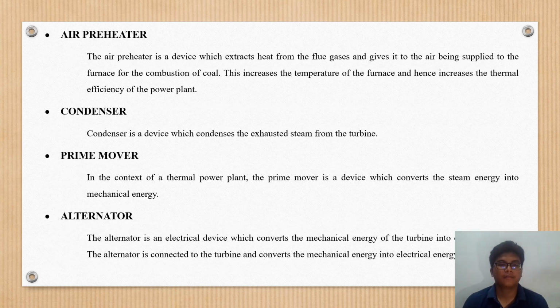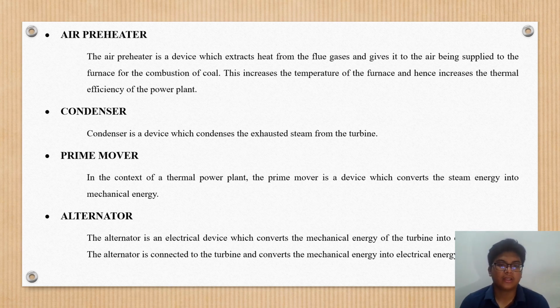The fifth is the air preheater. An air preheater is a device which extracts heat from the flue gas and gives it to the air being supplied to the furnace for the combustion of coal. This increases the temperature of the furnace and hence increases the thermal efficiency of the power plant.